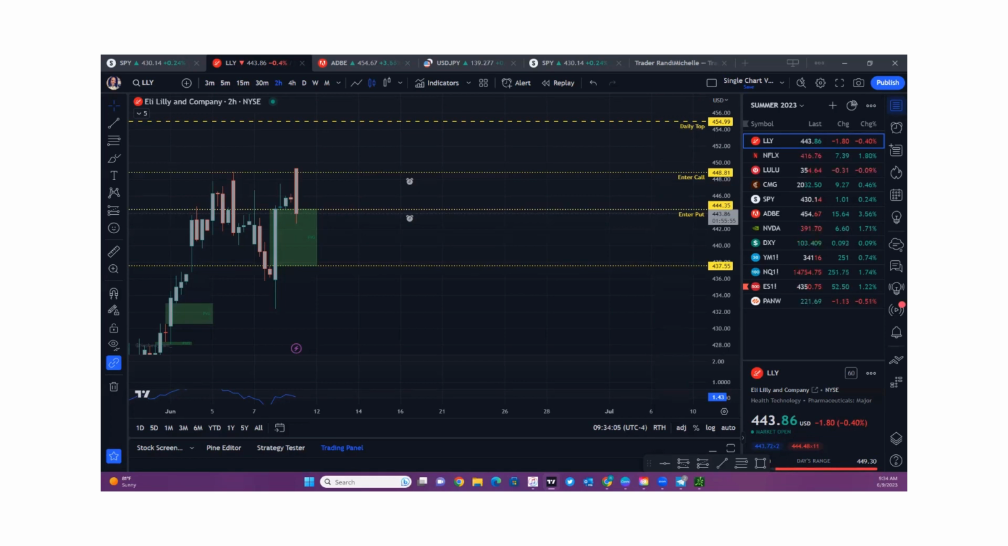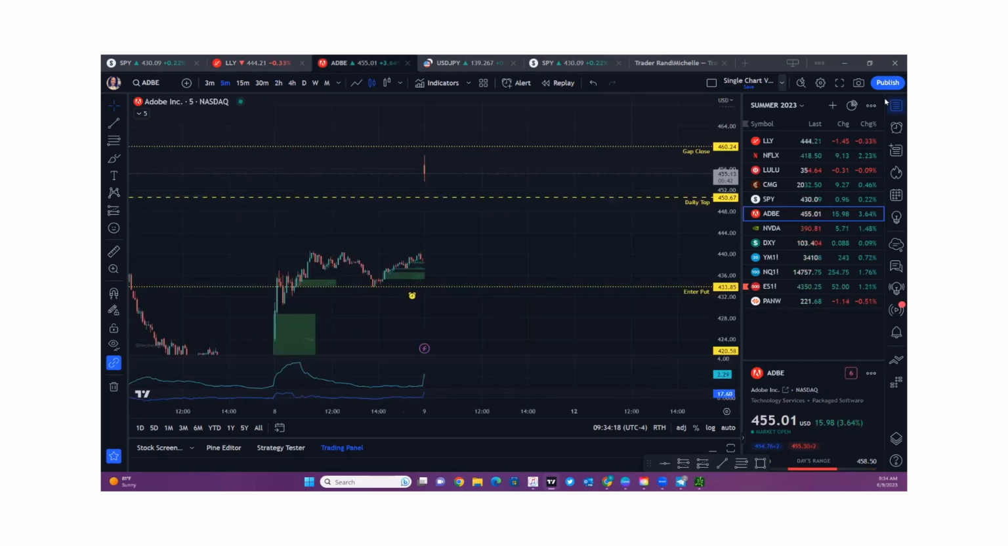Because usually Lily's not $600 like this. It's usually like 300. So it's high. And Adobe's ridiculously high. There's no way. And then to do a zero DTE on Adobe, like, I don't know. What do you think?